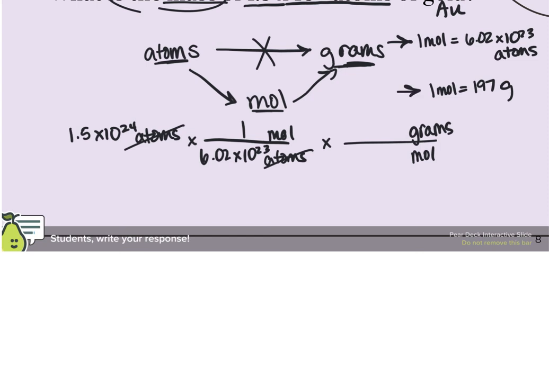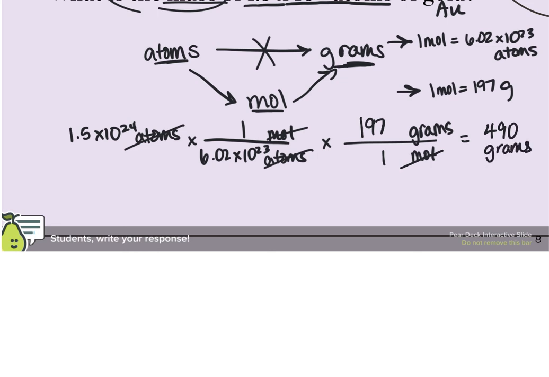So now I'm going to use my next conversion factor. Oh my, where's my Christmas list again? Sorry. So here, okay, 1 mole is 197 grams, okay? So altogether, we're going to equal this out. Moles crosses out. Grams is the unit that's left behind. And the answer that we get is 490 grams.